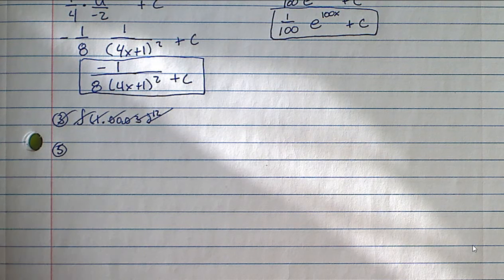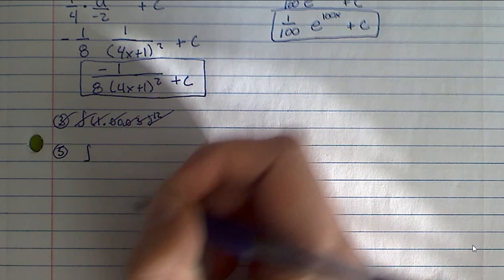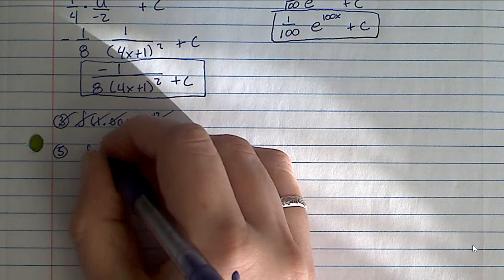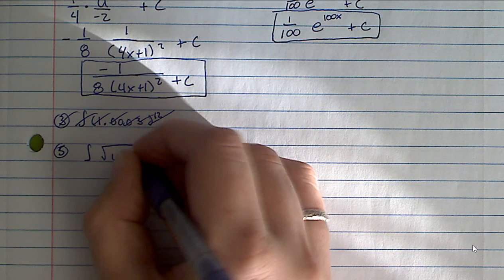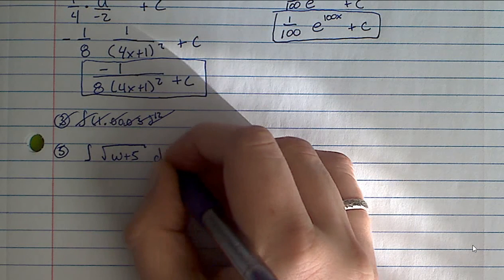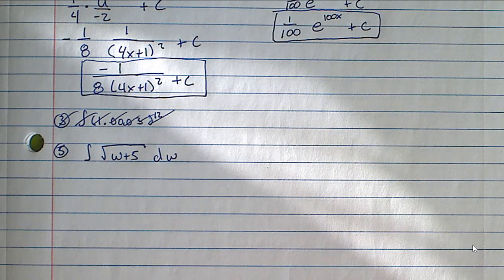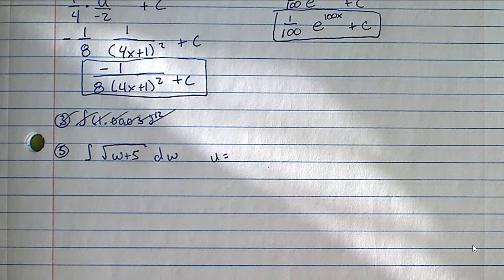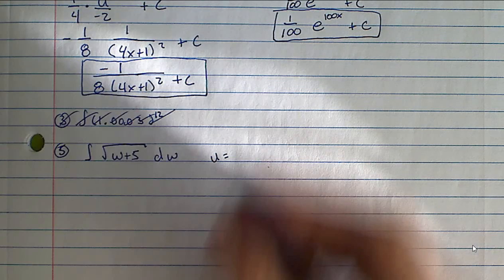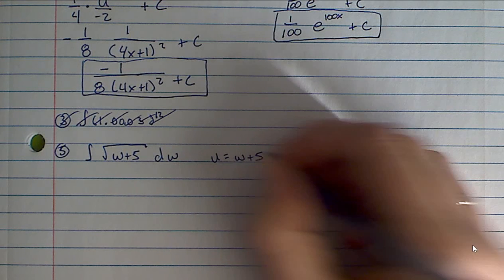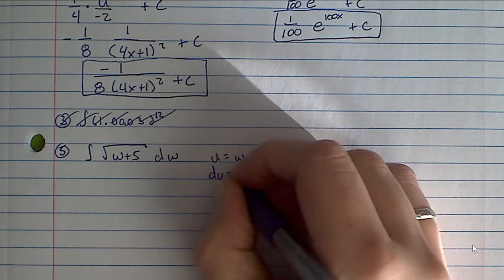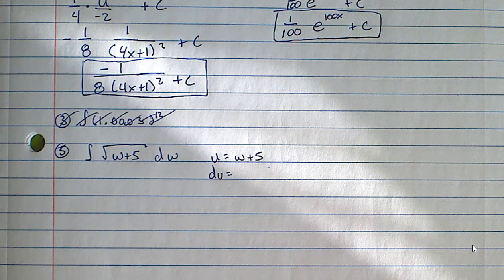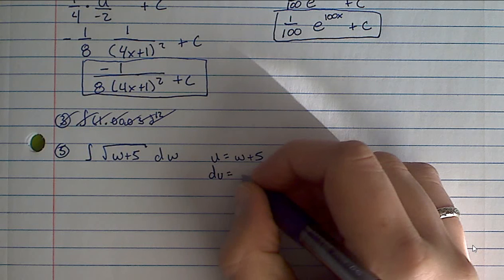No, not on Friday. So we're going to do the integral of the square root of w plus 5 dw. So you have to pick the innermost part for u. So w plus 5. The w takes the place of the x, because that's the variable. So then du would be just 1, and then dw.